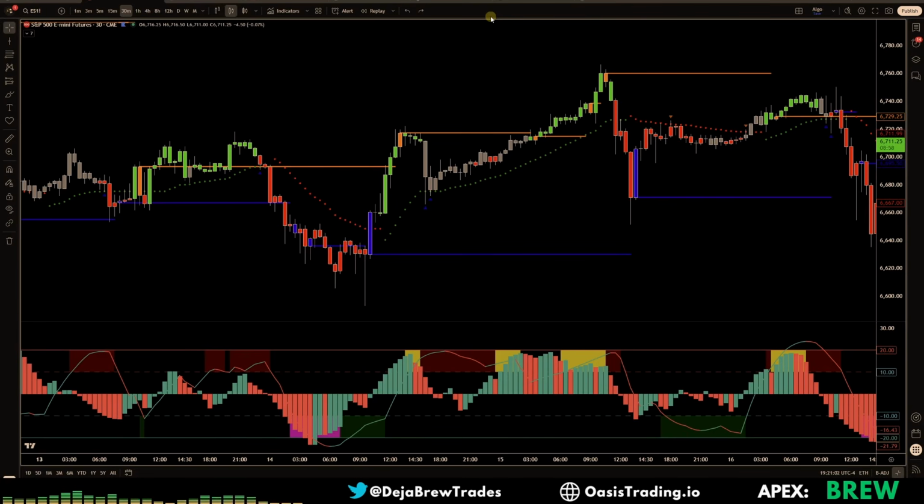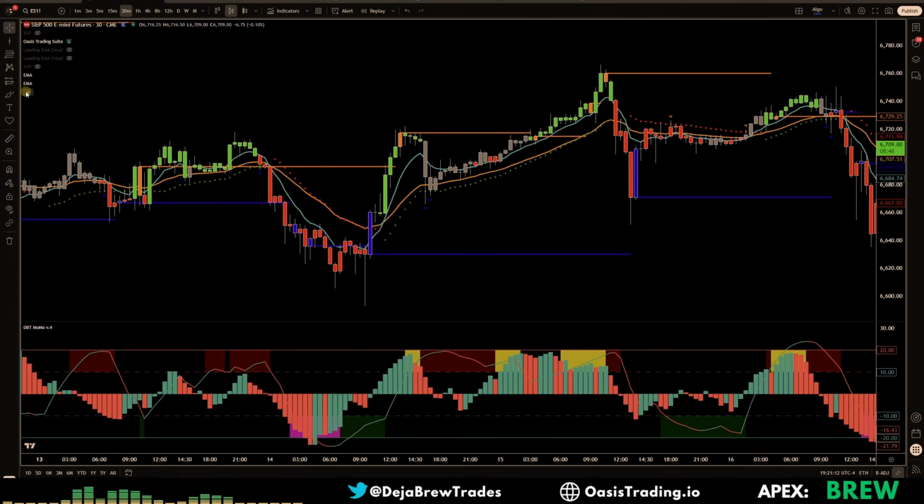So we see that gold shading come in. We see that orange pivot come in. We see a sweep of that pivot. Going back to what I said earlier, let's throw on the EMAs again.